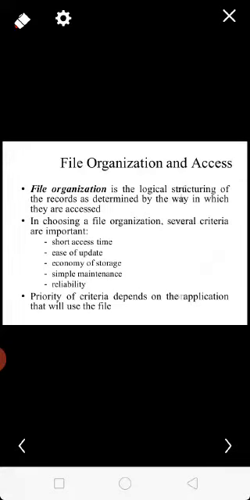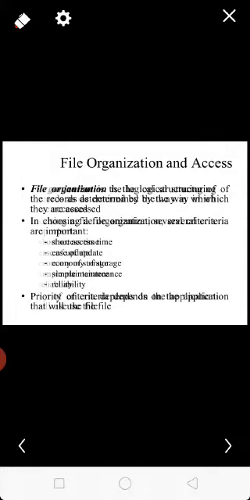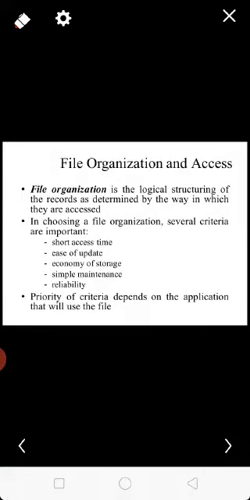File organization and access. The file organization is a logical structure of the records as determined by the way in which they can be accessed. In choosing the file organization, several criteria are discussed, like short access time, ease of update, economy of storage, simple maintenance, and reliability. The priority of criteria depends on the application that will use the file.